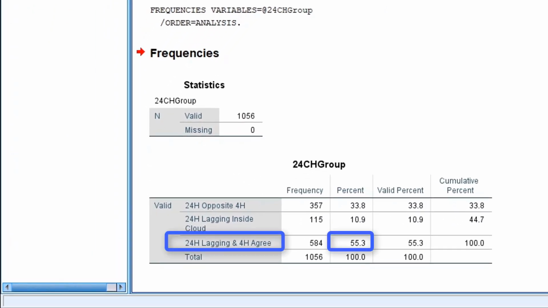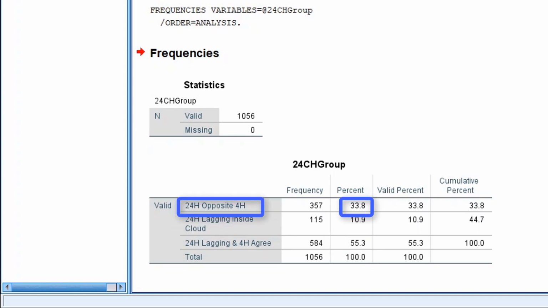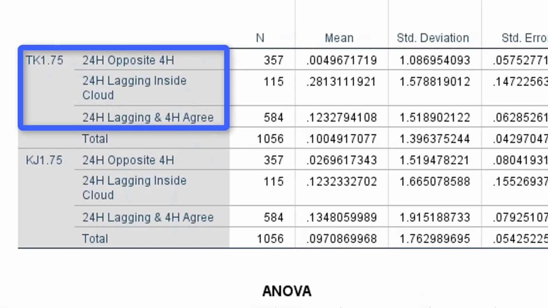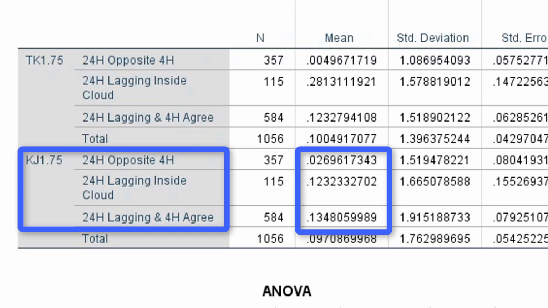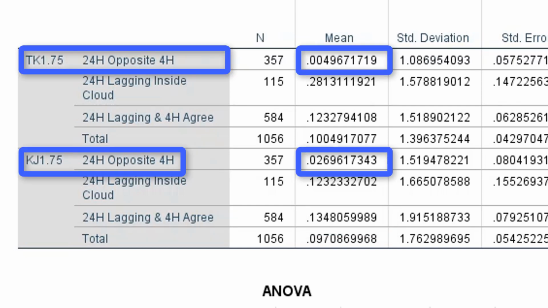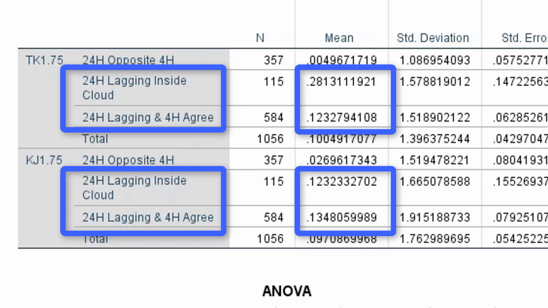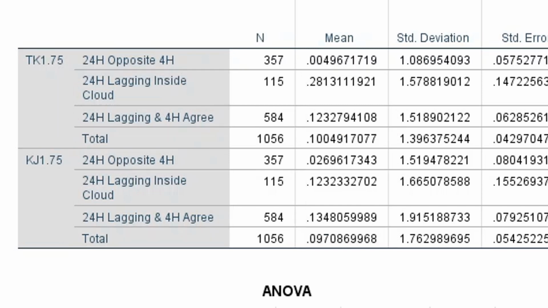Here we see the daily and the 4-hour only agree about 55% of the time. A third of the time they give opposite signals, and 11% of the time the lagging is indecisive when it's in the middle of the cloud. Now that we know how often these events happen, let's see how much each of these contribute to the overall profit. For TK, the faster moving average, we see that we actually generated a profit for all 3 categories, and the same for the slower KJ moving average. However, you'll notice that the means when the 24-hour and 4-hour are opposite are pretty small compared to the other 2 categories. Let's scroll down and view it visually.